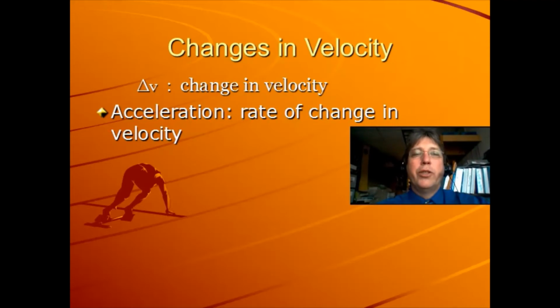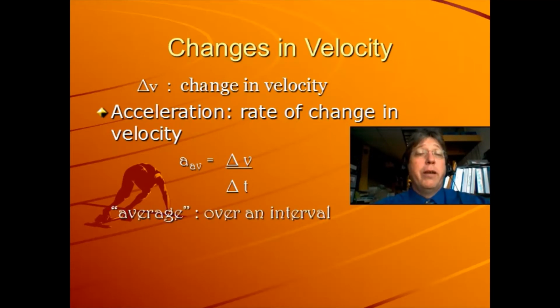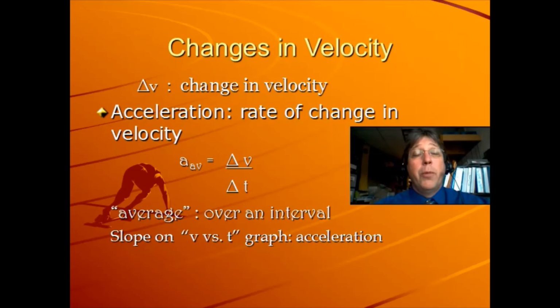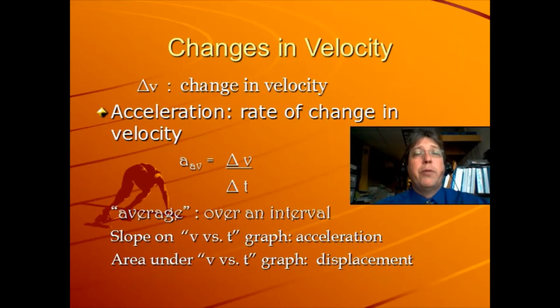We also looked at changes in velocity, and we did that by calculating the slope of a velocity time graph and found that to be the acceleration of an object. A simple formula for acceleration is just change in velocity over time required for the change. But again, that's an average. Now, it's the slope, as we said, of a velocity versus time graph, but on that same velocity versus time graph, we can also calculate the area under the curve. That would give us the displacement of the object during that time period.